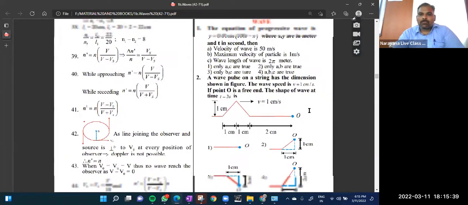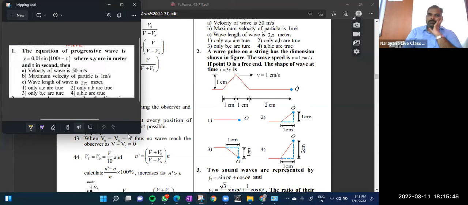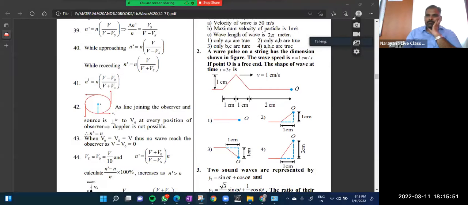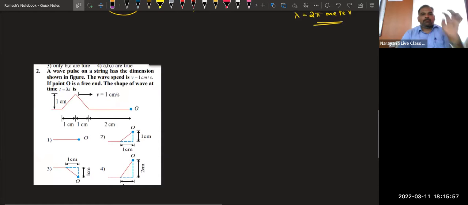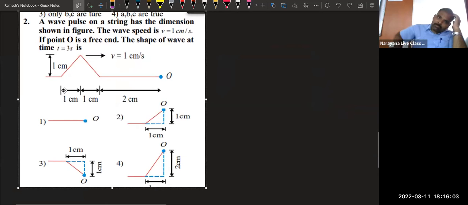Can you try question number 2? I will also help you. Try first. A wave pulse on a string has dimensions shown in the figure. Wave speed is given as 1 centimeter per second. If point O is a free end, then what is the shape of the wave at the time 3 seconds? That is what it is asking.